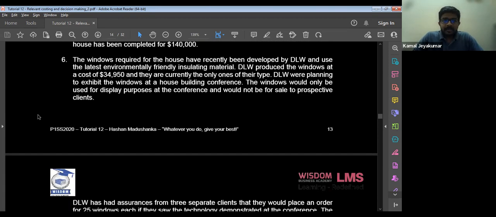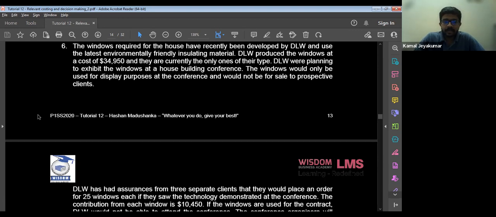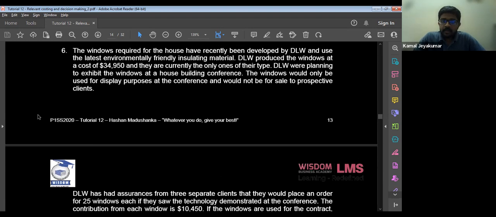Point number 6. The windows required for the house have recently been developed by DLW and use the latest environmentally friendly insulating material. DLW produced the windows at a cost of 34,950 and they are currently the only ones of their type. DLW were planning to exhibit the windows at a house building conference. The windows would only be used for display purposes at the conference and would not be for sale to prospective clients. So they have made this new type of window which they are going to present at a conference.